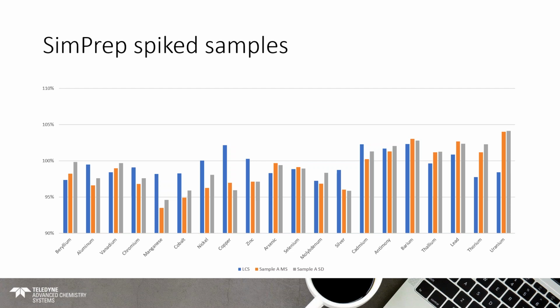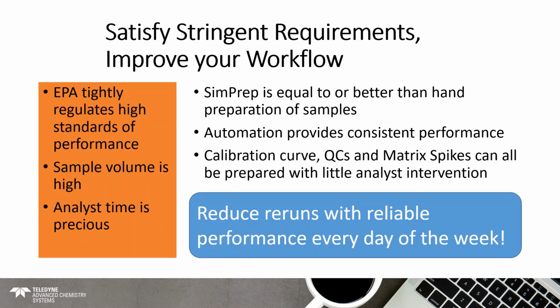So to encapsulate this: we know the EPA tightly regulates standards of performance. We also know that sample volume can be really high in some of these labs, and it is precious. What the SimPrep can do is help you satisfy the stringent requirements set by the EPA while improving your workflow and allowing your analyst to spend their time doing chemistry instead of pipetting all day long. The SimPrep has been shown here to be equal to or better than hand preparation of samples.